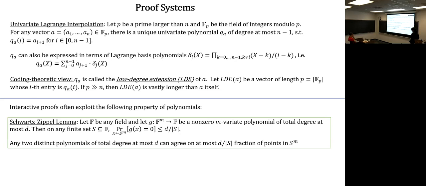What we are exploiting is the Schwartz-Zippel lemma, which is defined as follows. Let F be any field and g be a function from F^m to F which defines a non-zero m-variate polynomial of total degree at most d. Then on any finite subset S of F, the probability that g(x) equals zero is at most d over the cardinality of S. So it tells us that any two distinct polynomials of total degree at most d can agree on at most a d over the cardinality of S fraction of points in S.